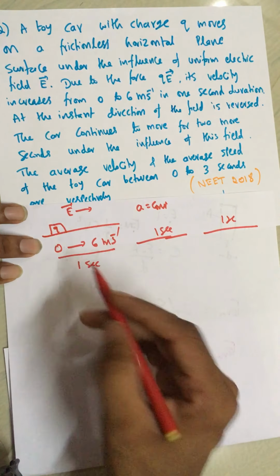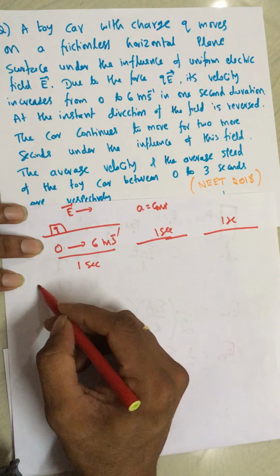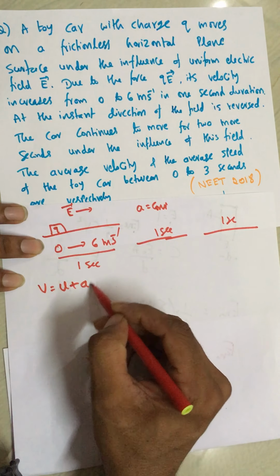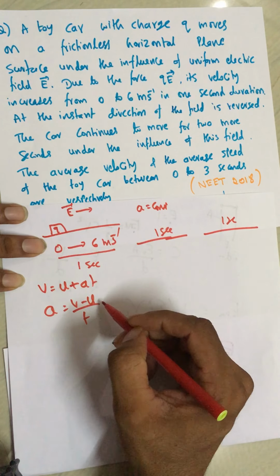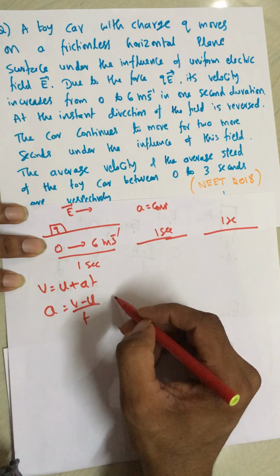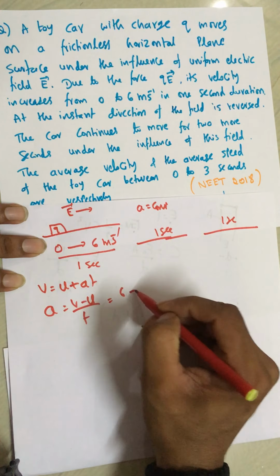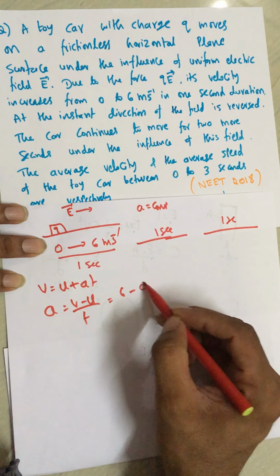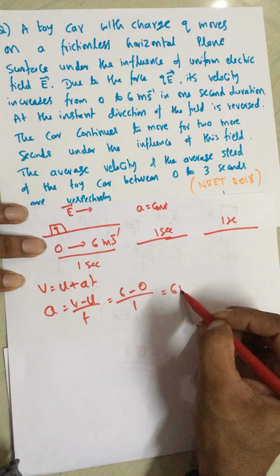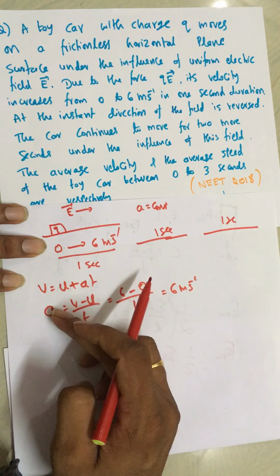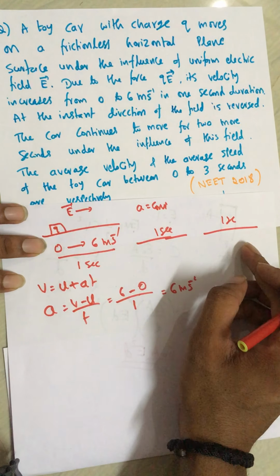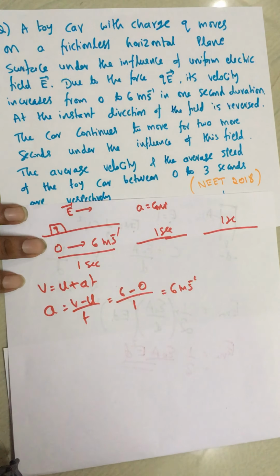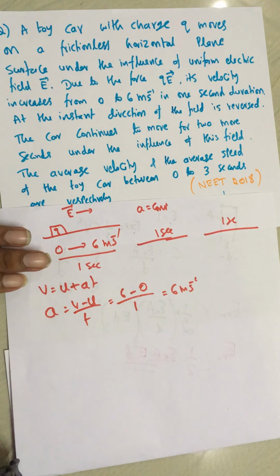For the first 1 second, since acceleration is constant, we can use v = u + at. So a = (v - u)/t. v is the final velocity, that is 6, minus initial velocity 0, by time 1 second. So it is 6 meter per second square. The car will have the same acceleration for the next 2 seconds also, because it is a case of uniform electric field. So uniform force, constant acceleration.